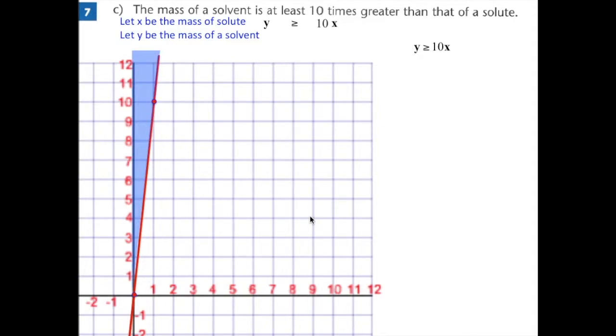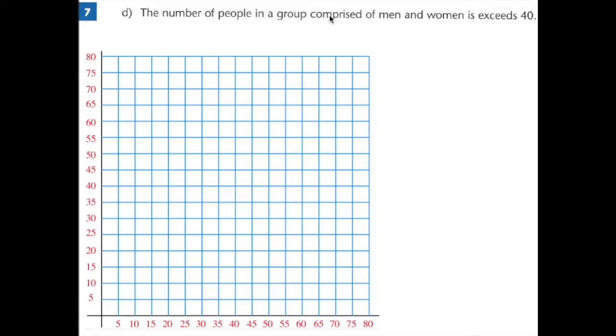All right, that's 7c. D, the number of people in a group comprised of men and women exceeds 40. They don't depend on each other. There's no independent or dependent variable, so you can just arbitrarily pick. It doesn't matter which is x and which is y. I just said let x be the number of women and y be the number of men, just because of the Y chromosome. Really, I just picked randomly.